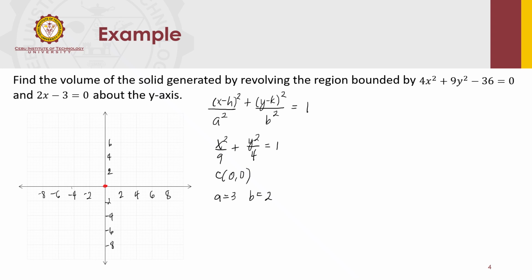So that's 1, 2, 3 units here. So 3 units here. These are the vertices on the major axis of the ellipse. And for the minor axis, we have 2 units above the center and 2 units below the center. And then we connect using a smooth curve.